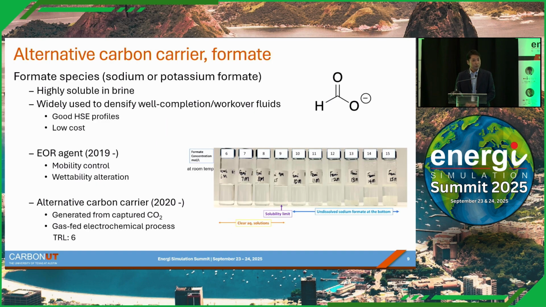So one particular carbon carrier technology is based upon formate species. And formate, as shown here on the right, consists of one carbon atom, two oxygen atoms, and one hydrogen. So this can be generated from CO2 in different ways, for example, an electrochemical process. And formate species are very soluble in brine. And it has been widely used in oil field operations for well completion fluids and workover fluids because of its good HSE profiles. And the cost is not very high. Sodium formate is around 10 to 20 cents per pound.